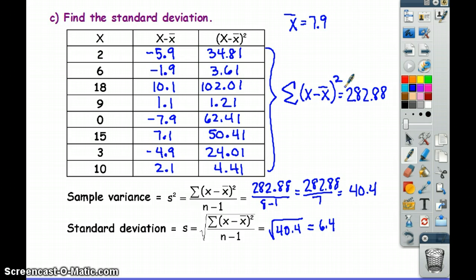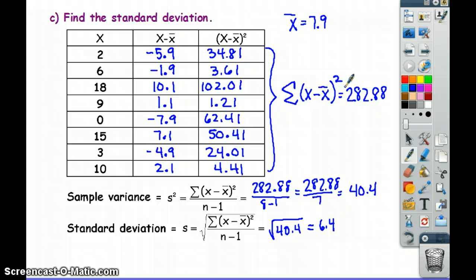The denominator, since I had 8 data points, is 7. So the sample variance was 40.4. I took the square root of that and got approximately 6.4. So my standard deviation is approximately 6.4. So hopefully you're getting the hang of this process.